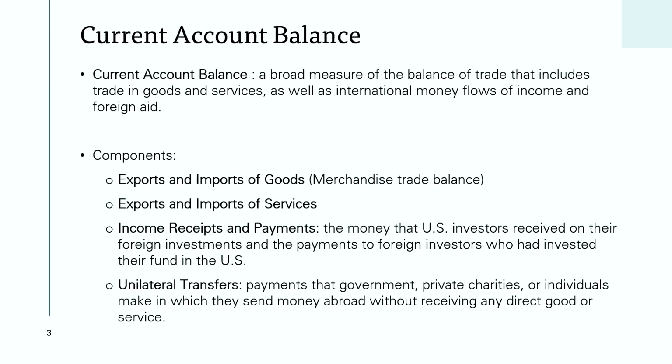The fourth component is unilateral transfers. These are payments sent abroad without receiving any direct goods or services in return. Examples include foreign aid, donations, and money that immigrants send to family members in other countries. When we add all of these together, we obtain the current account balance.